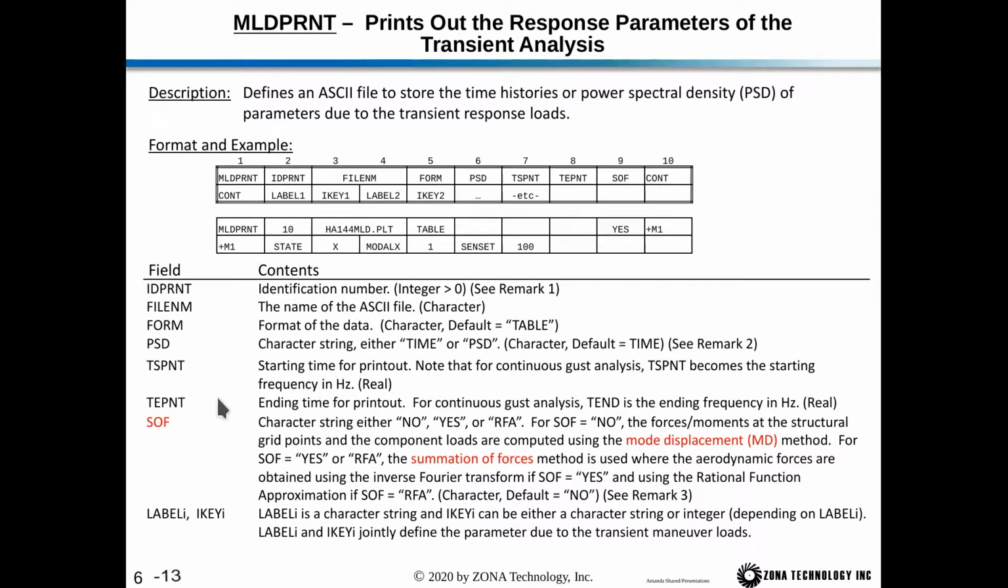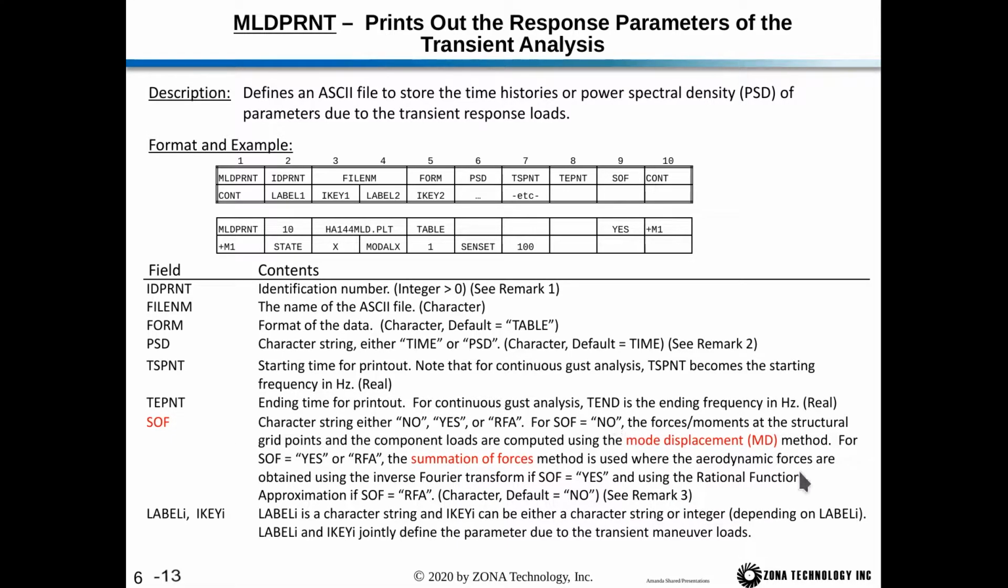TE_PNT is the ending time for the printout. And for continuous gust analysis, t_end is the ending frequency in Hertz. The next field is SOF. This is a character string which can either be no, yes, or RFA.